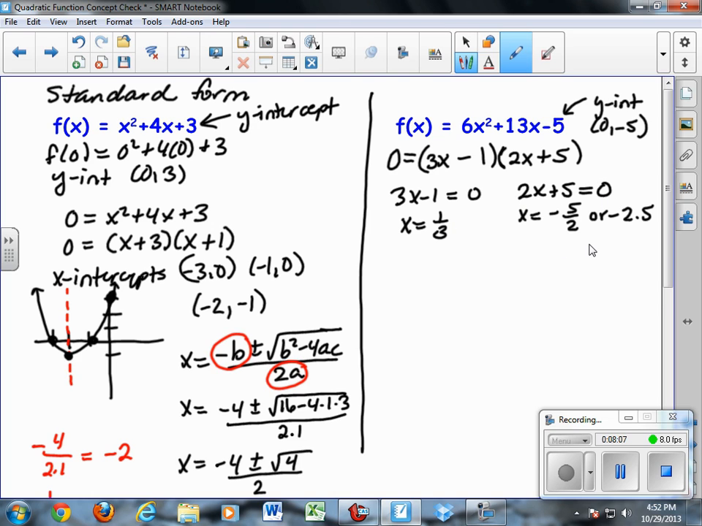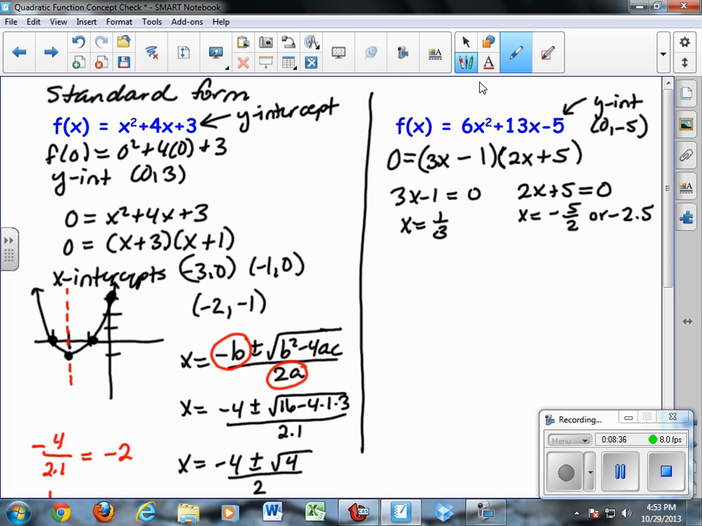Now, if I go through the process of plotting these points and trying to find the middle point, the middle x value between positive 1/3 and negative 5 halves is not going to be as easy to find just visually. So I want to point out how I could use the quadratic formula to find that middle term.